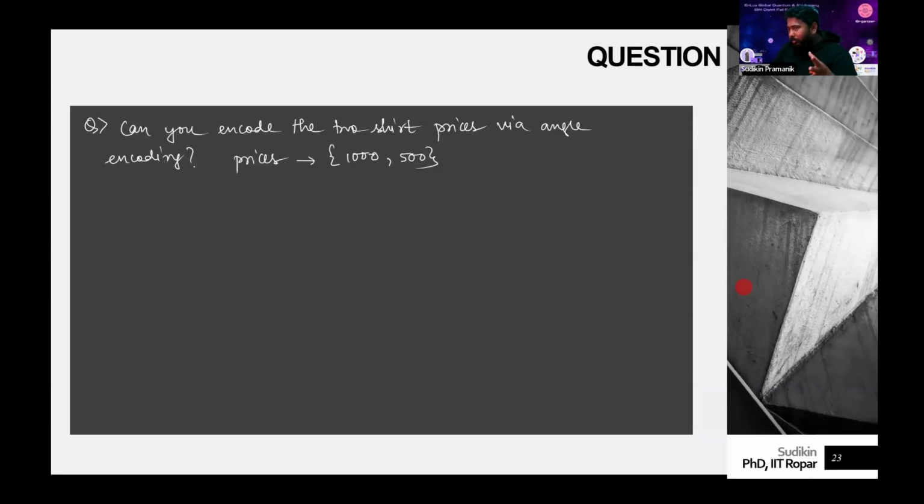Can anyone say what will be the problem if we directly put these values 1000 and 500 into that and try to encode? What will be the problem? Can anyone tell me? I'll give you 10 seconds. Try. You can always be right, you can always be wrong, but unless you try, you won't learn. Okay, see, multiplying by 1000 or multiplying by 500 will create a problem. Let me tell you.